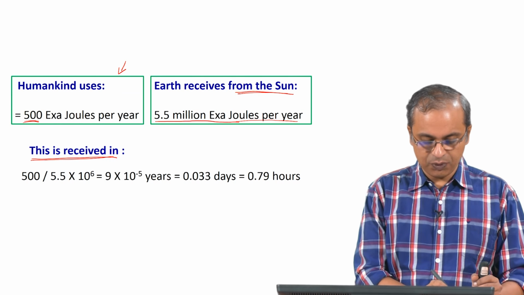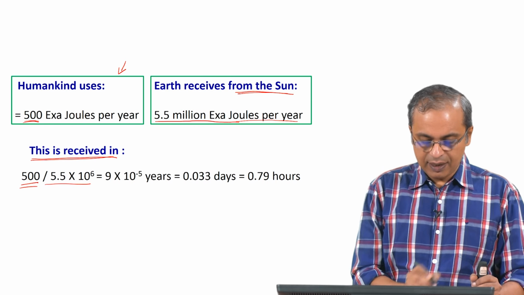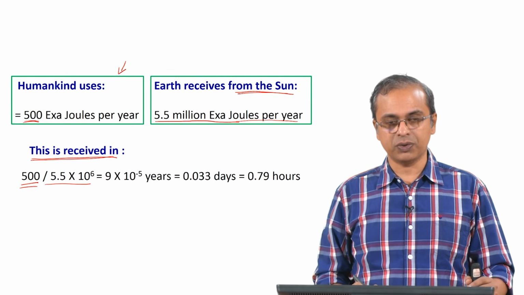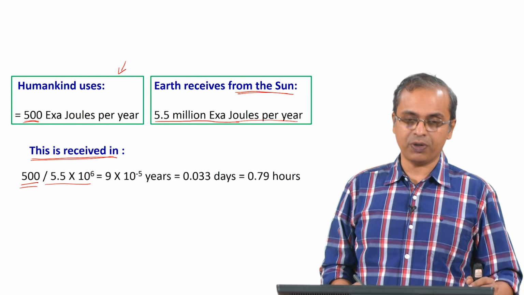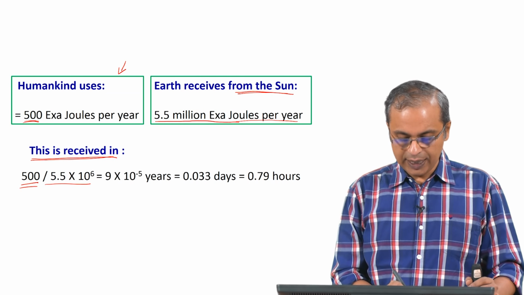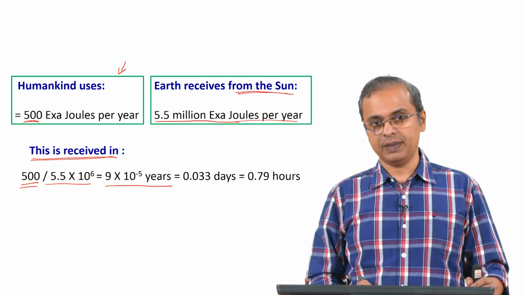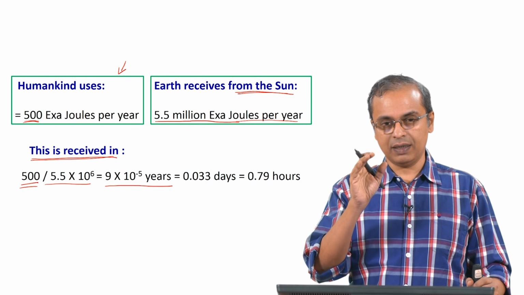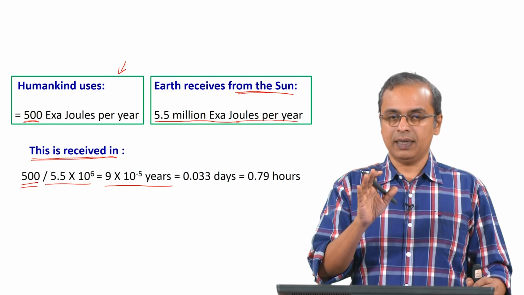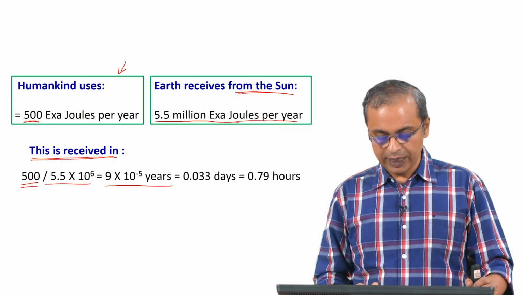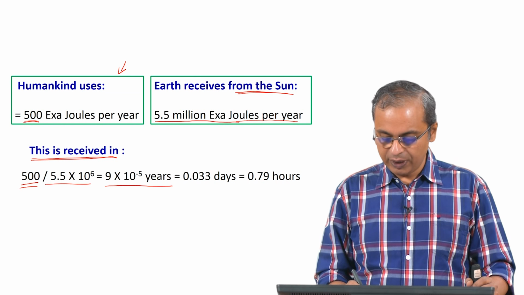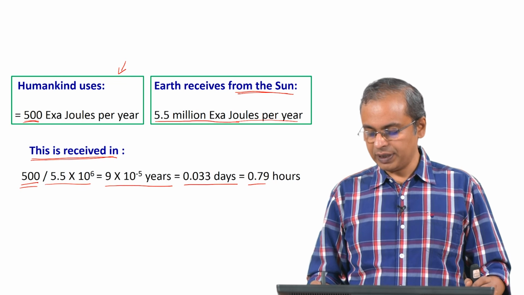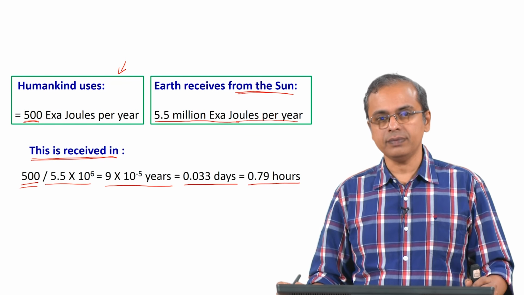So, if you do 500 divided by 5.5 into 10 power 6, 5.5 million exajoules, they are both in exajoules now, 500 exajoules divided by 5.5 million exajoules, you get 9 into 10 power minus 5 years. So, in 9 into 10 power minus 5 years, we receive the energy that humanity seems to be using every year, okay. If you convert that to days, that is 0.033 days. If you convert that to hours, that is 0.79 hours, okay.